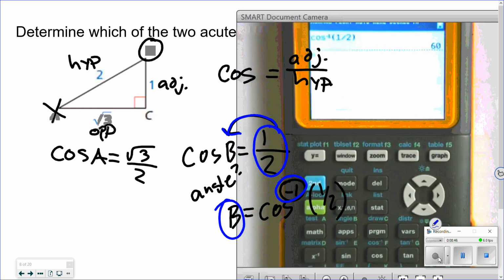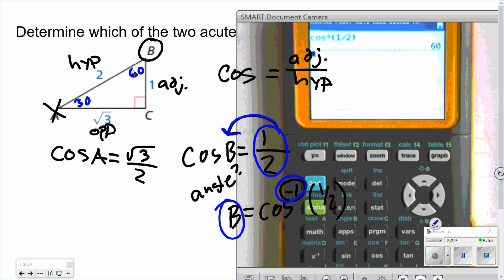I don't know how many of you recognized it, but this angle over here, which was angle B, was equal to 60 degrees. This actually is a 30-60-90 triangle, which we talked about earlier. If the short side is 1, the hypotenuse is double that, and the long side is 1 times the square root of 3. And that gives us that.